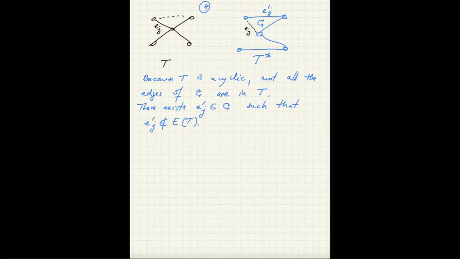Okay. Now, what do you do next? So we have this, the trees are the same up to the edge EJ, and now you have this EJ and EJ prime. So let's look a little bit and try to understand what's the connection between the weights of EJ and EJ prime.